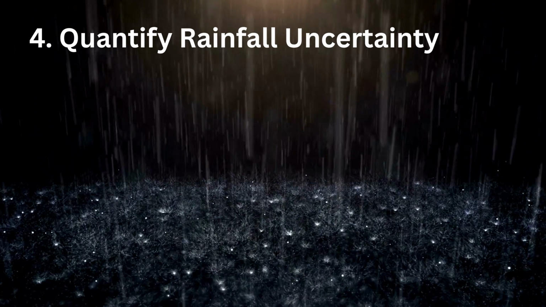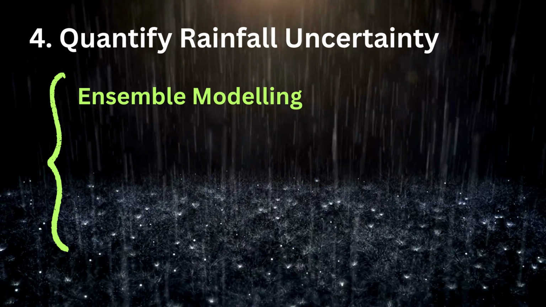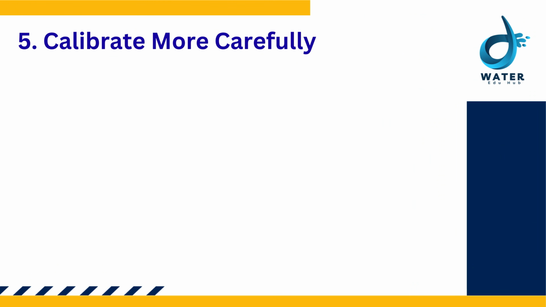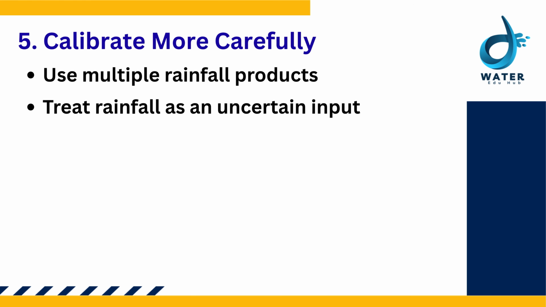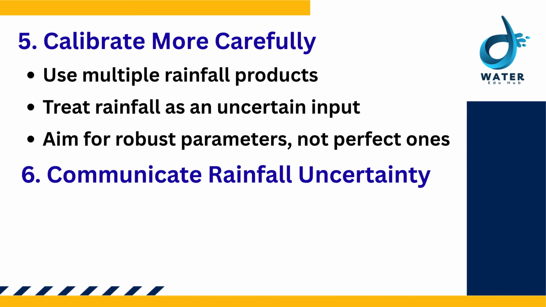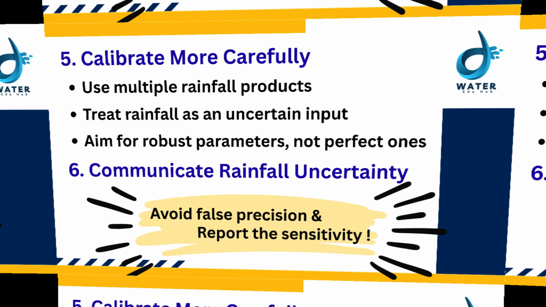Fourth, quantify rainfall uncertainty. Use approaches such as ensemble modeling, sensitivity analysis, and multi-product comparison for this. Fifth, calibrate more carefully. Use multiple rainfall products. Treat rainfall as an uncertain input to be estimated alongside parameters, and always aim for robust parameters, not perfect ones. Finally, communicate rainfall uncertainty. Avoid false precision and report the sensitivity. Uncertainty isn't weakness, it's realism.